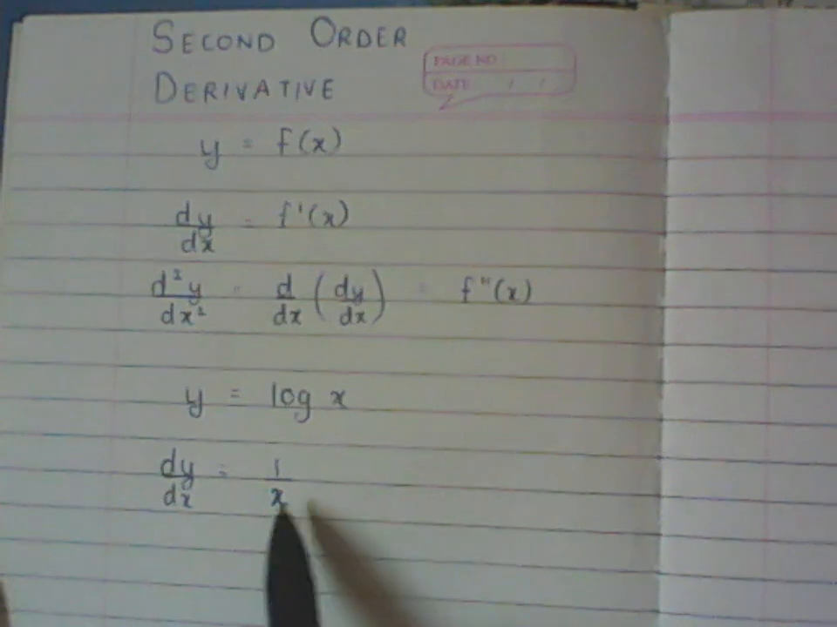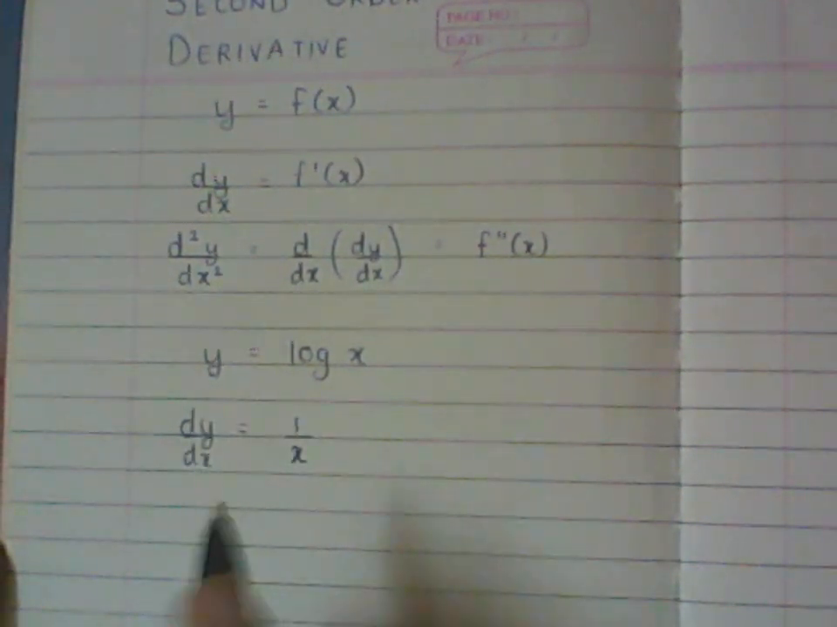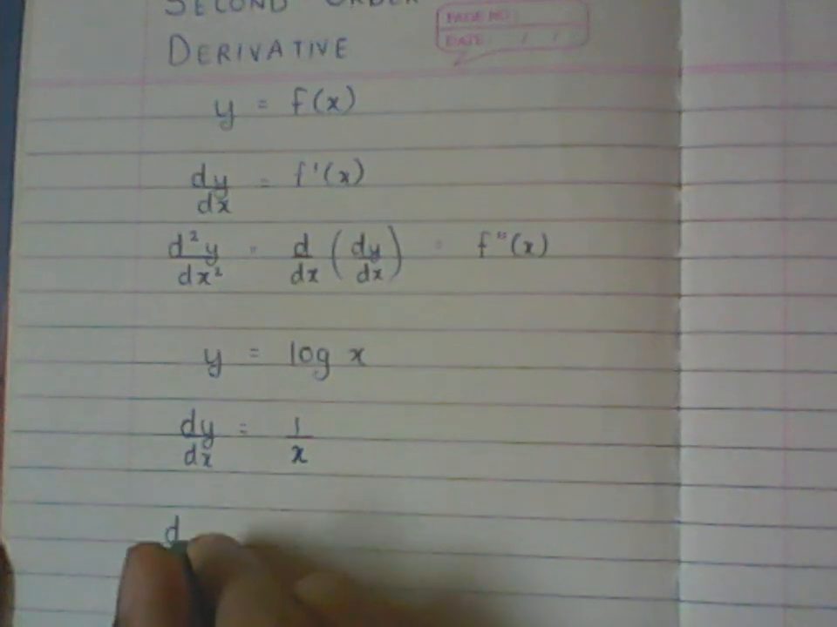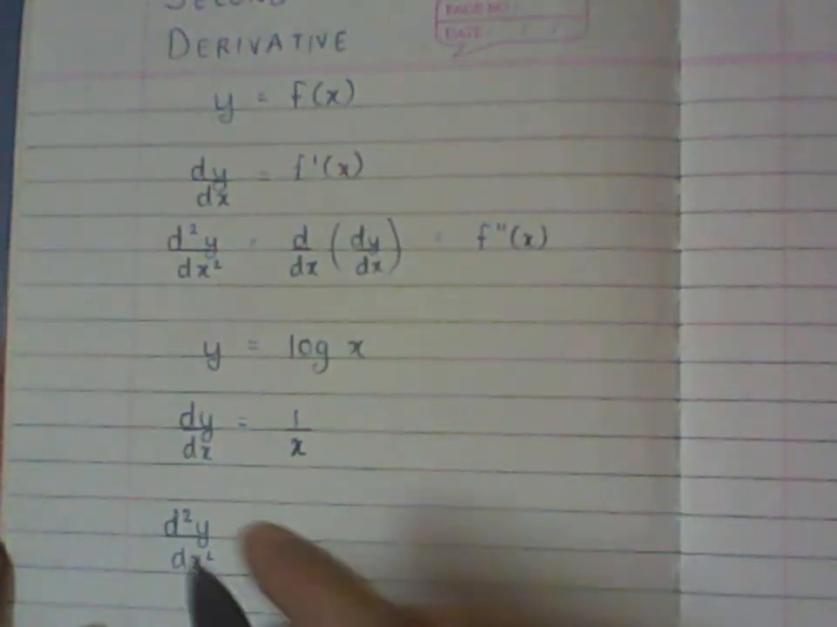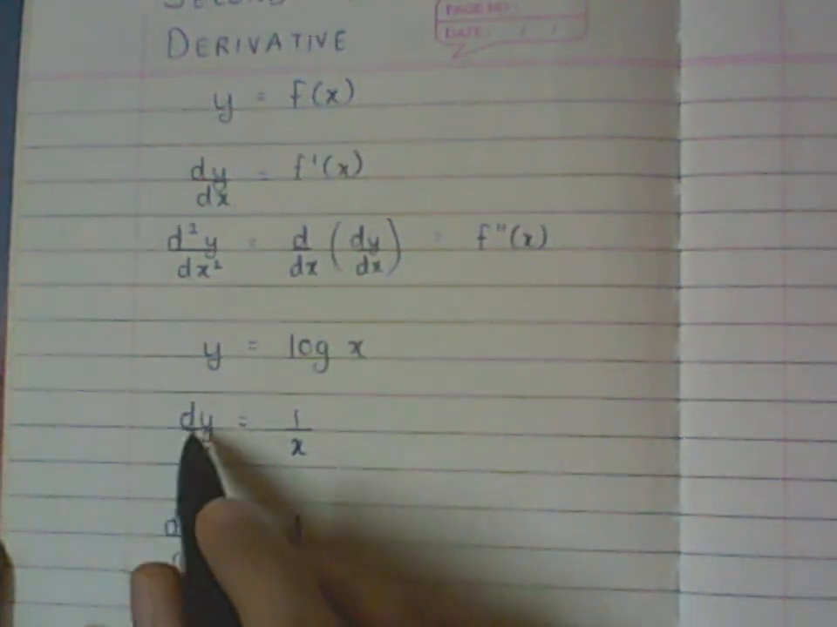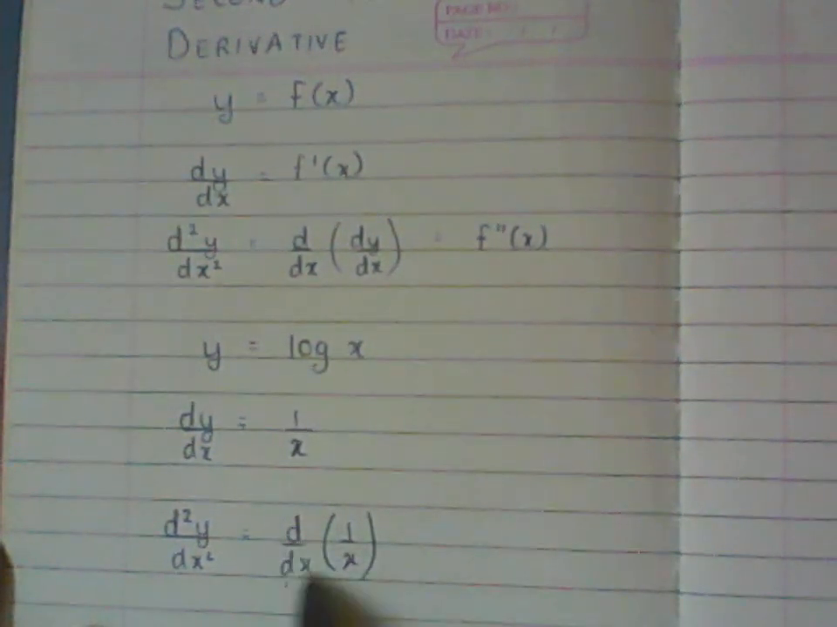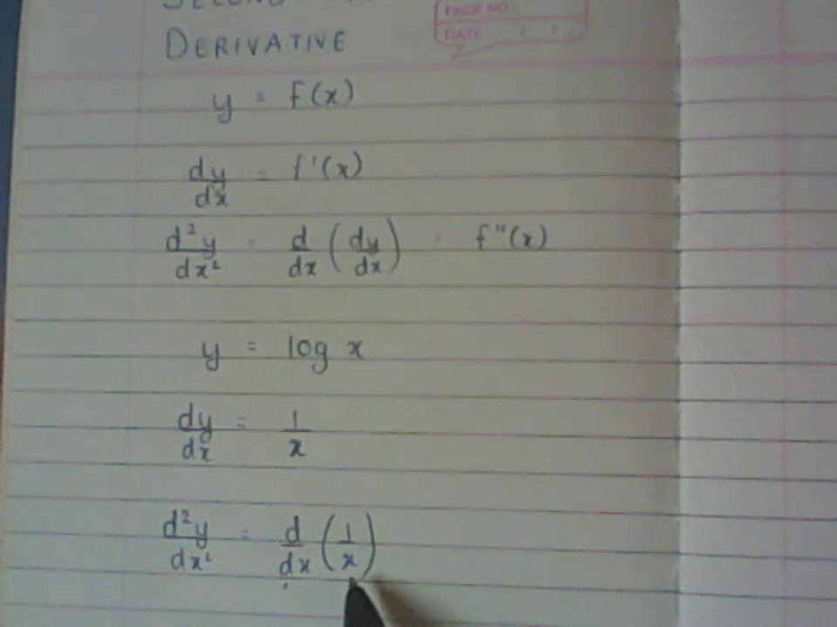So I can talk about its derivative. Its derivative will be nothing but the second derivative of my original function. So it will be d2y by dx squared. This will be nothing but d by dx of my dy by dx. Now dy by dx is itself 1 by x. So I can take d by dx of this function. Now again, this function is a standard function.